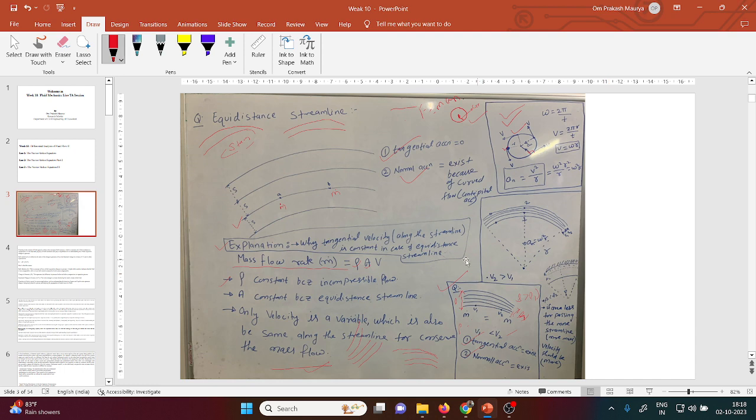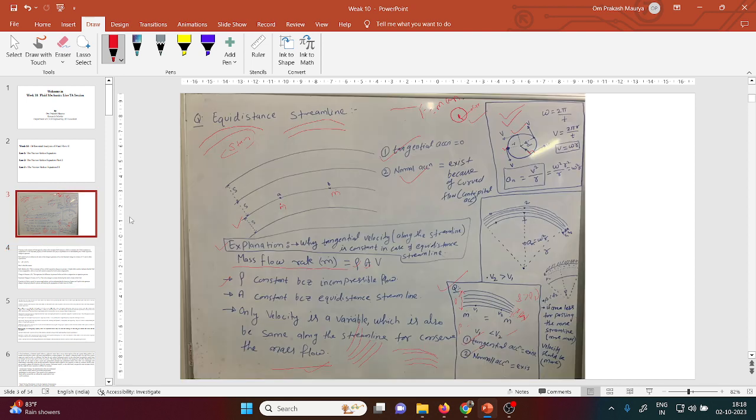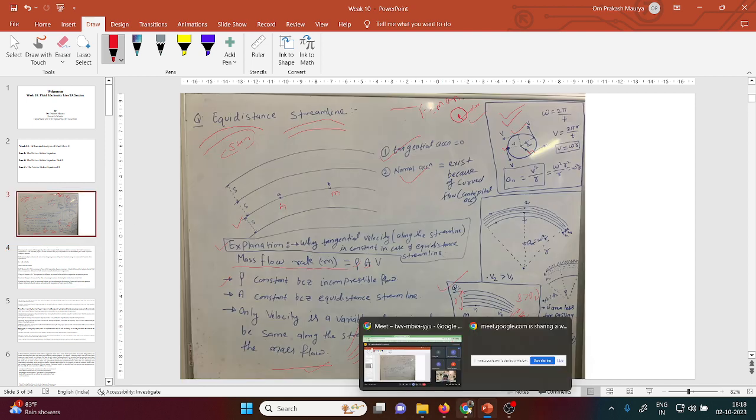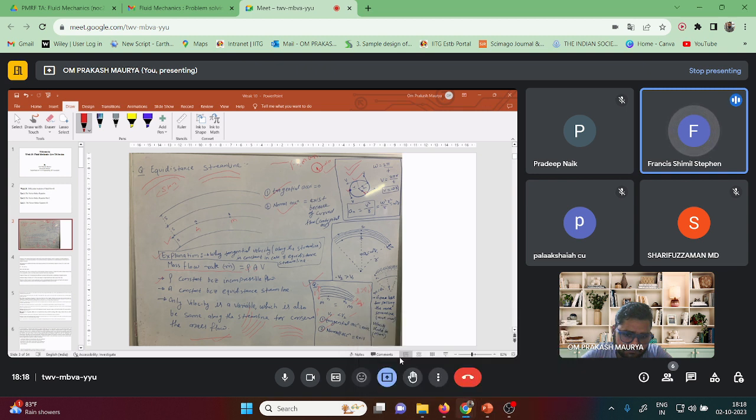And now we move on to the next concept. What about your... yes? Is there a reason that we call that velocity along the streamline tangential? I mean, tangential means it will be perpendicular to that radial line, isn't it? And the flow across that streamline will be constant when we resolve it, but we are resolving it to the streamline, isn't it?